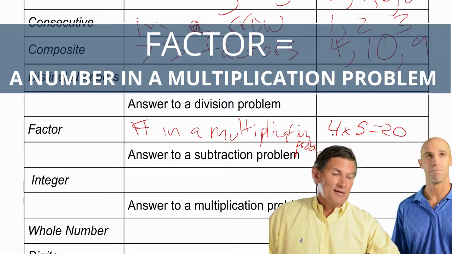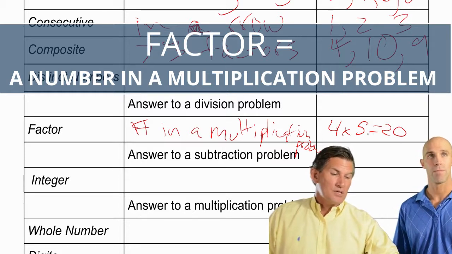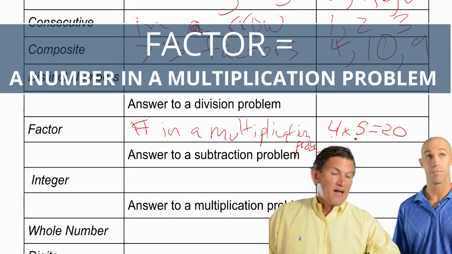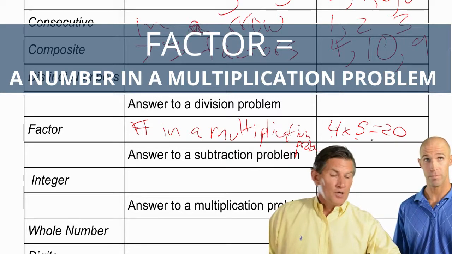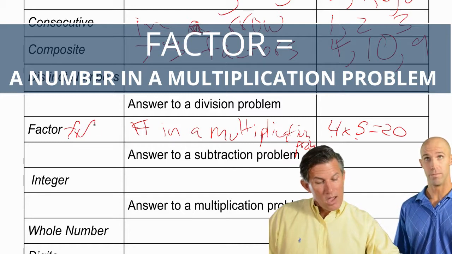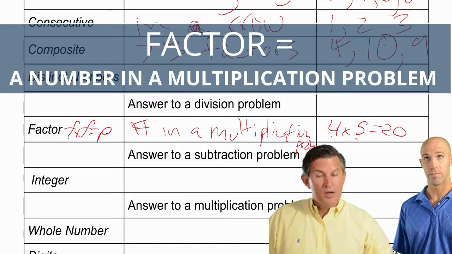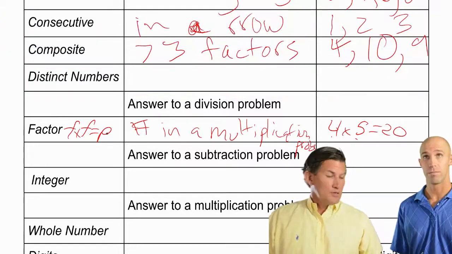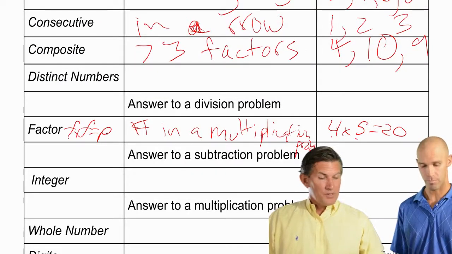20 is composite because 1 times 20 also equals 20, and so does 10 times 2. These are the factors. Those are some of the factors of 20. So I always like to say it like this: a factor times a factor equals a what? A product. We've got product on here somewhere.